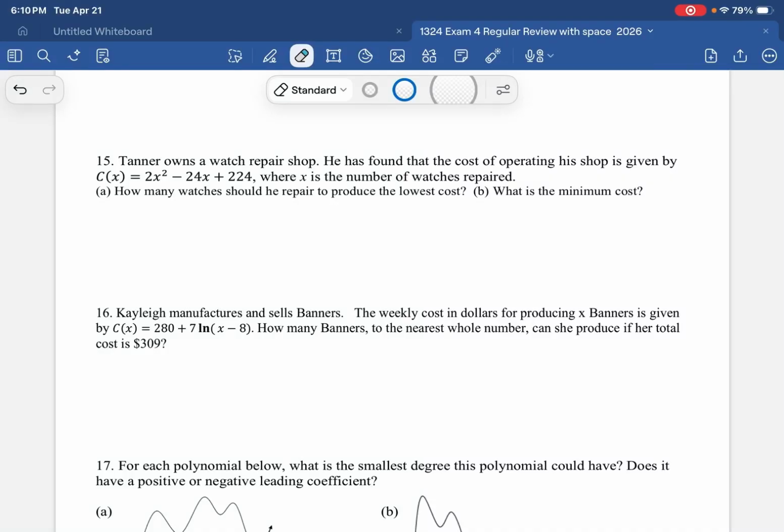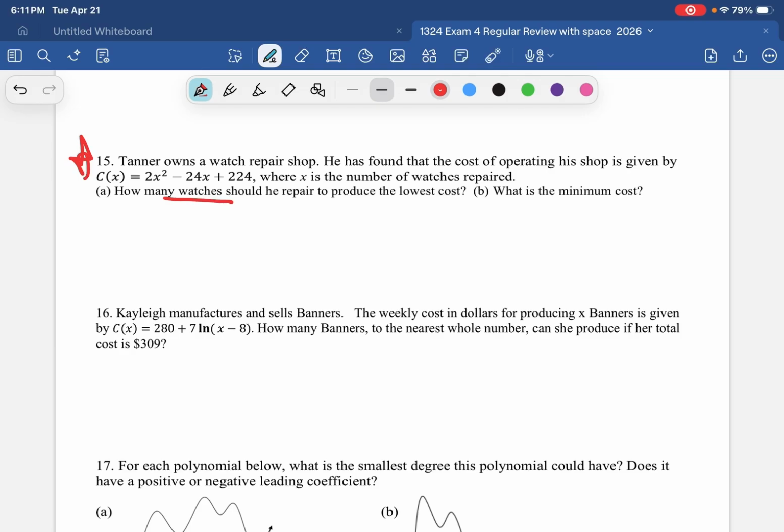Okay, it says, Tanner owns a watch repair shop. He has found that the cost of operating his shop is given by this cost function right here, and X is the number of watches repaired. How many watches, that's going to be our X value, should he repair to produce the lowest cost? What is the minimum cost?